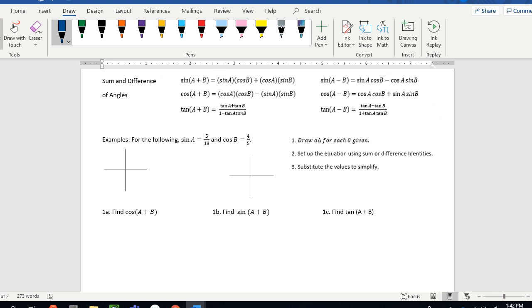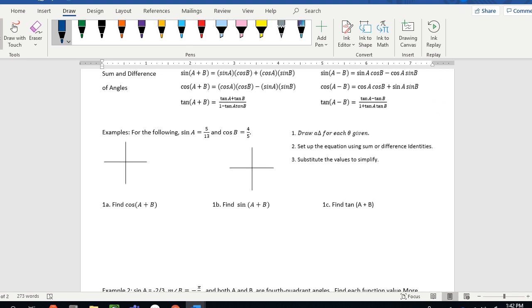We're still going to use all of these formulas, so I'm going to scoot it up as much as I can, and I'm going to show you how to do this one. It says for the following, sine of A is this, cosine of B is this. It doesn't tell us what quadrant, so assume the first quadrant, because it's just saying for some triangle where this is true. So we're going to assume first quadrant for both of these. Sine of A, this is angle A. This one is angle B.